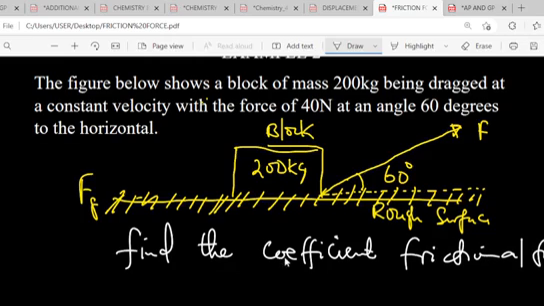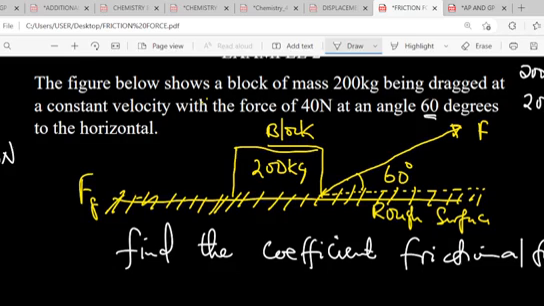So that should be our question. The only difference here is that the mass is 200 kg, which we convert to newtons, and this one, our force, is 40 newtons. Also there is 60 degrees. Here, to find the coefficient, one would hurriedly just do 40 divided by 200 times 10 newtons.